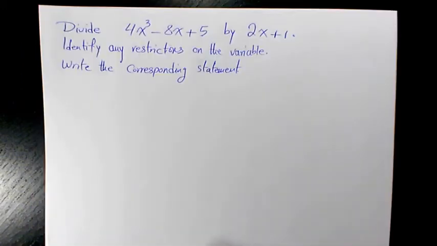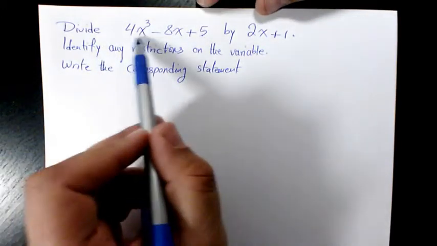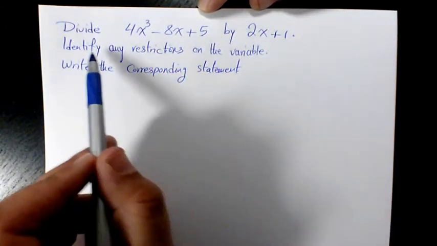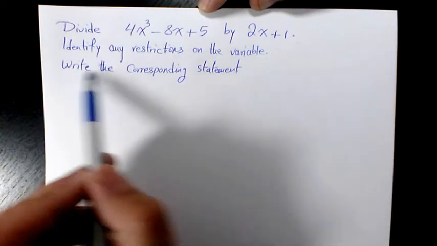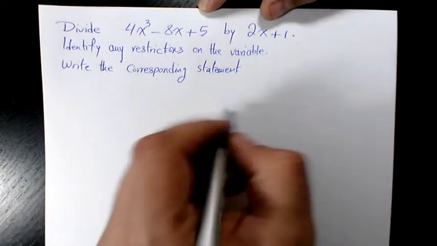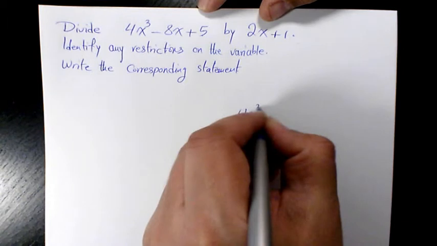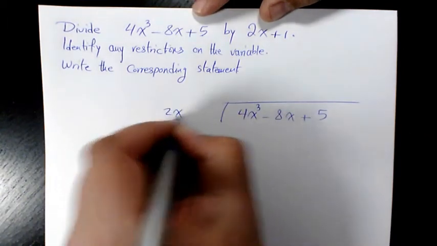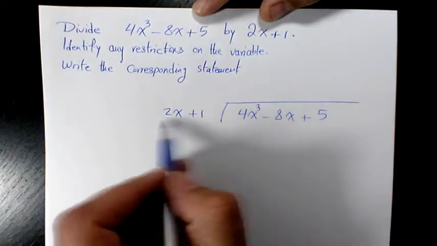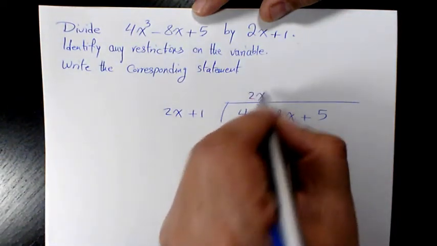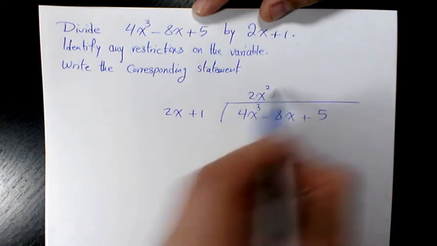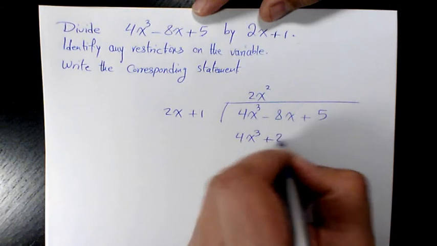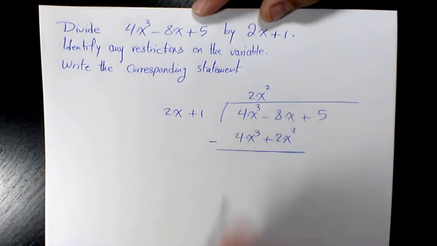So next example, it says divide 4x cubed minus 8x plus 5 by 2x plus 1. Identify any restrictions on the variable and write the corresponding statement. So we have 4x cubed minus 8x plus 5 divided by 2x plus 1. So 4x cubed divided by 2x is going to be 2x squared. When you multiply them, 2x squared by 2x is going to be 4x cubed. 2x squared by 1 is going to be 2x squared, and then you subtract them.